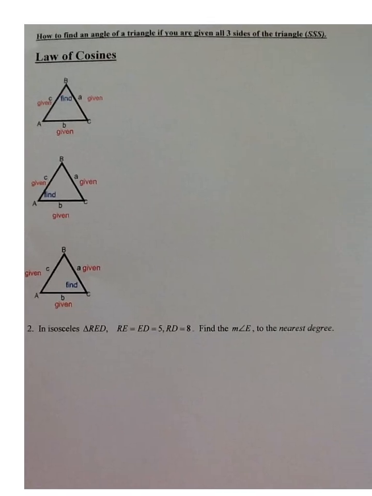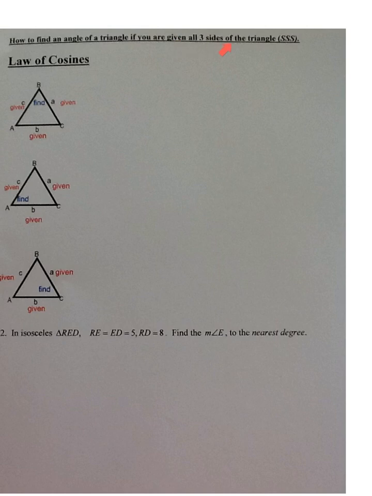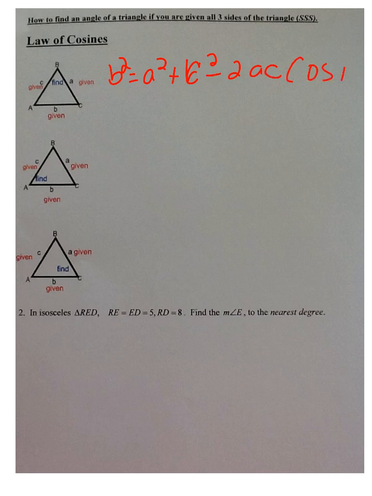Okay, so how to find an angle. So how to find an angle of a triangle if you are given, you have to be given all three sides of the triangle. So you need side, side, side. So if you have side, side, side, then you can find any angle of the triangle using law of cosines. So take a look at the first setup. We have triangle ABC. Given all three sides, find angle B. So if I'm looking for angle B, then it would be b squared equals a squared plus c squared, minus 2ac cosine of angle B. Notice my side and my angle here have to match up.